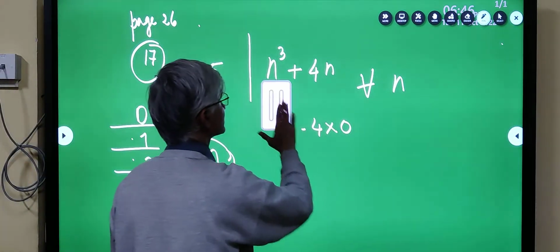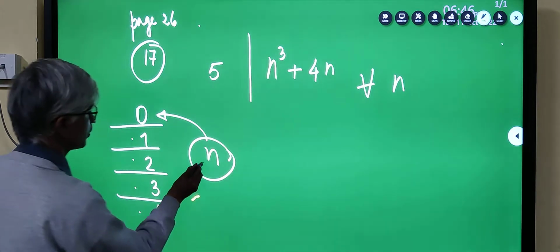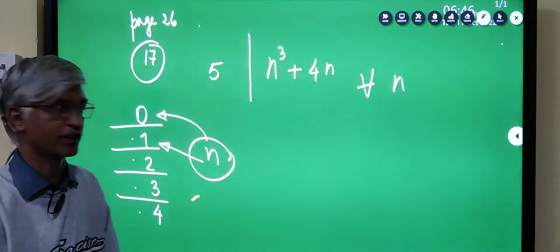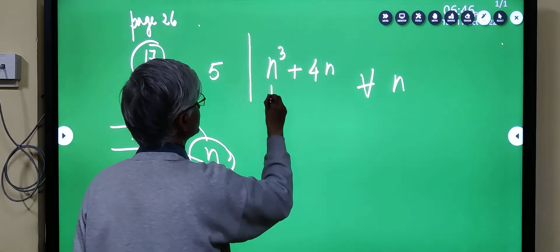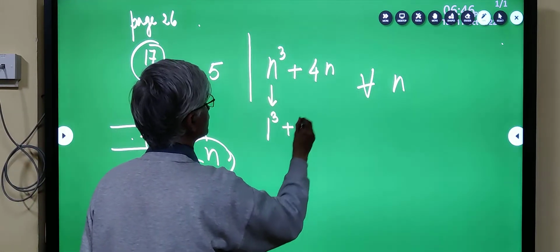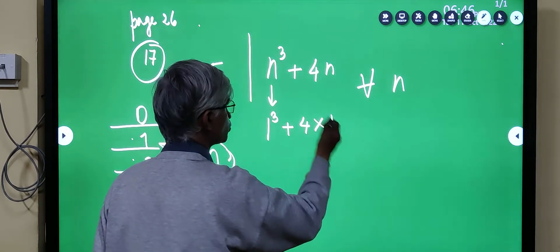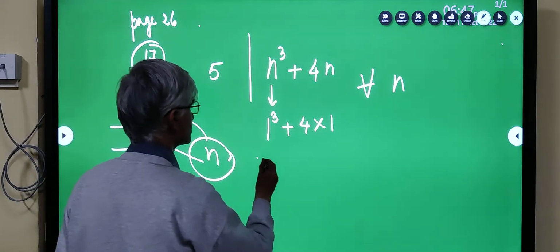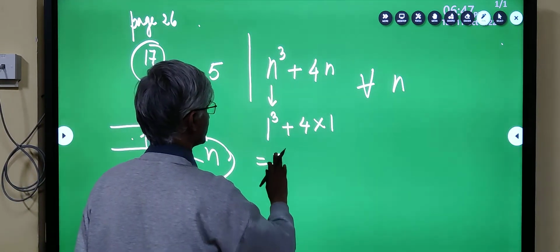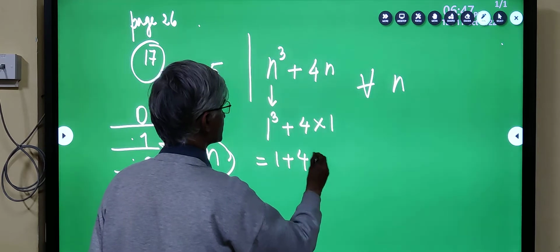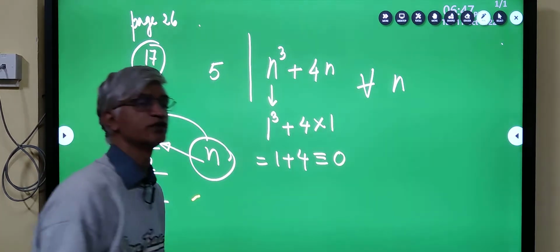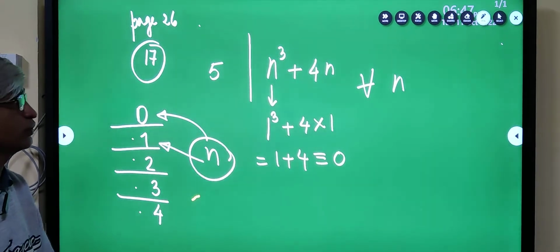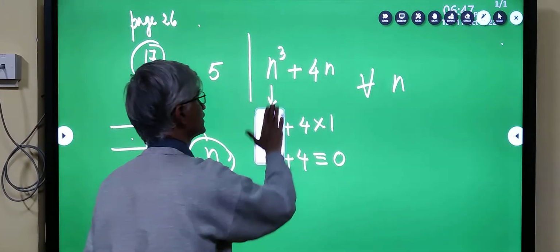So the next case is that n belongs to this category, that is the remainder of n when you divide by 5 is 1. What happens to n cube plus 4n? You get 1 cube plus 4 into 1, and remember that this is the rule we learned a few classes ago, and this turns out to be 1 plus 4, which is basically 0, because we are dividing by 5. So once again the remainder is 0, which means that n cube plus 4n is divisible by 5.